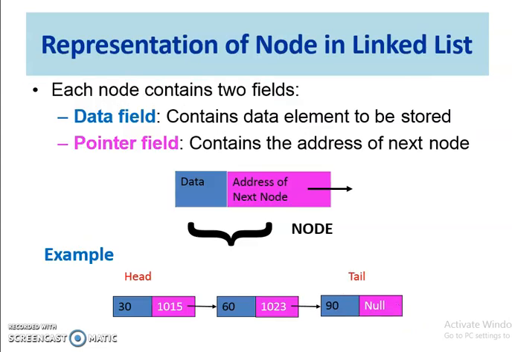Let us see how the nodes in the linked list are represented. Each node contains two fields. One is the data field which contains the data element to be stored. The other one is the pointer field which contains the address of the next node. Both data field and the pointer field put together is called a node. This diagram shows you an example of a linked list. Here, the head element contains the data field 30 and the link field has the address of the next node, which is 1015. Similarly, the second node contains the address of the tail node.